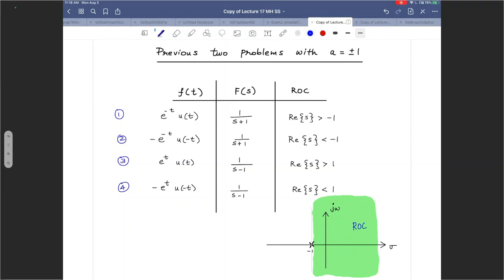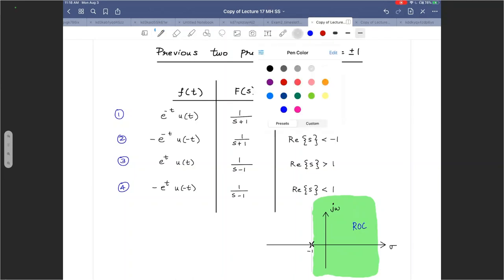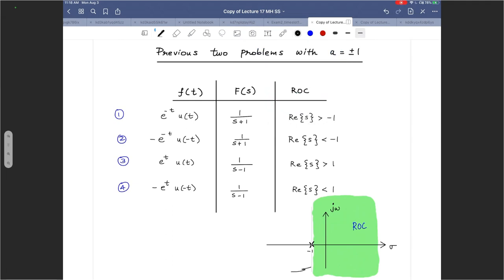So I've marked the pole, there's only one pole, and I've marked the region of convergence. Everything to the right of that vertical line. That vertical line is what? The vertical line is sigma equals negative 1. And then, in a similar fashion, you can sketch for 2 and 3 and 4. I've just sketched it for 1.